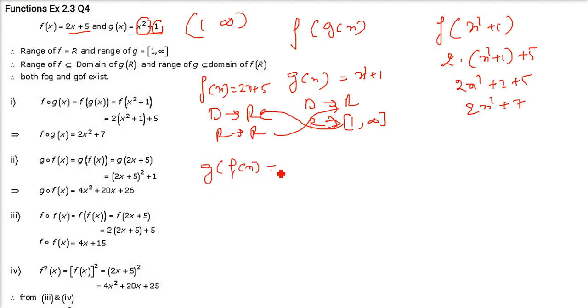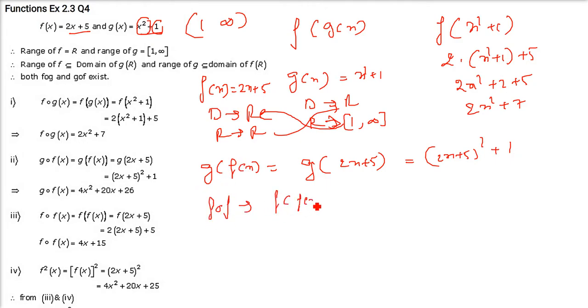So g of f(x) it is. So g of f(x) will be what? g of 2x plus 5. So 2x plus 5 square, because I'm putting it here in x square plus 1. So (2x plus 5) whole square plus 1.